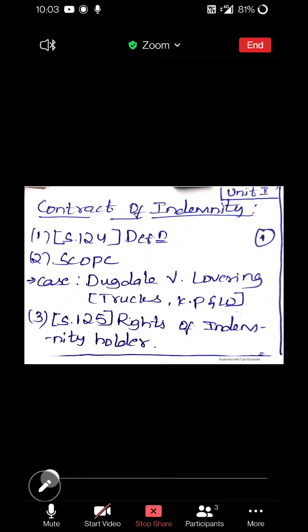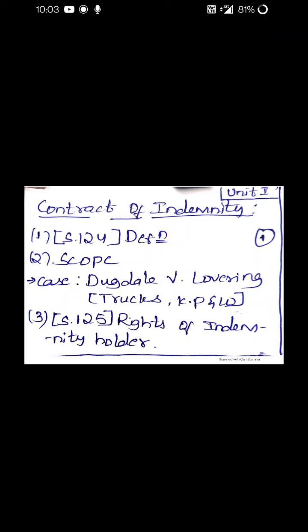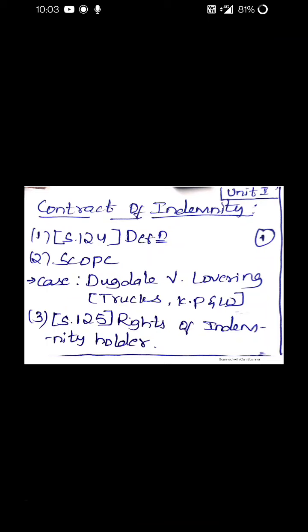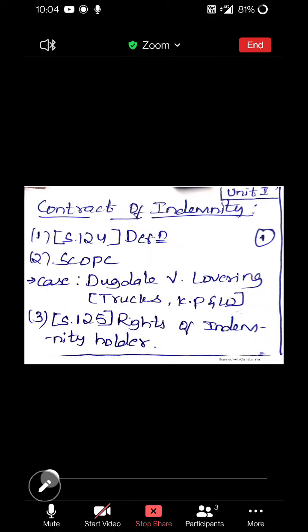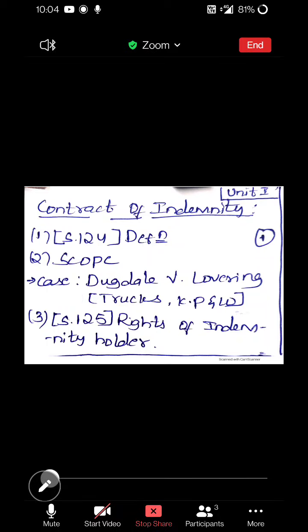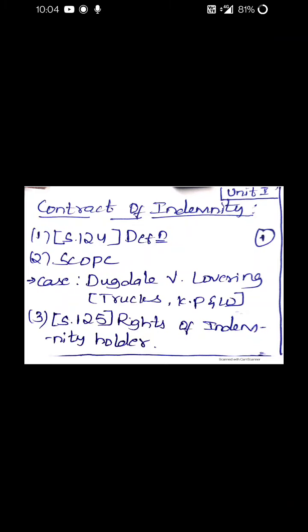So, what is the scope of contract of indemnity? To what extent should the indemnifier indemnify the losses caused to the indemnity holder? See, the person who gives the promise of indemnity is called indemnifier, and the person to whose benefit the promise is given is called indemnity holder. So, what is the scope? The contract of indemnity does not apply if the loss is caused due to fire or perils of the sea. So, it does not apply to it.